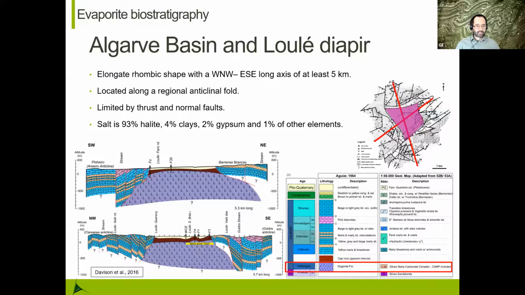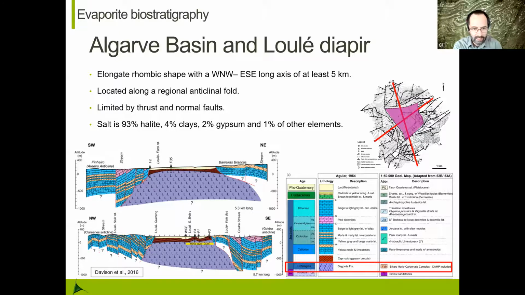This diapir is very, very close to the surface. It was initially found by water wells that were being drilled, and they found salty water, and then they realized that they had actually found a salt diapir. And this is located within the Loulé village, now a city, and the mine is still active today. It's been called the Loulé diapir. This has been published by Davidson et al. a few years ago, and it's bounded by several faults, and the strata around are younger Jurassic carbonates.